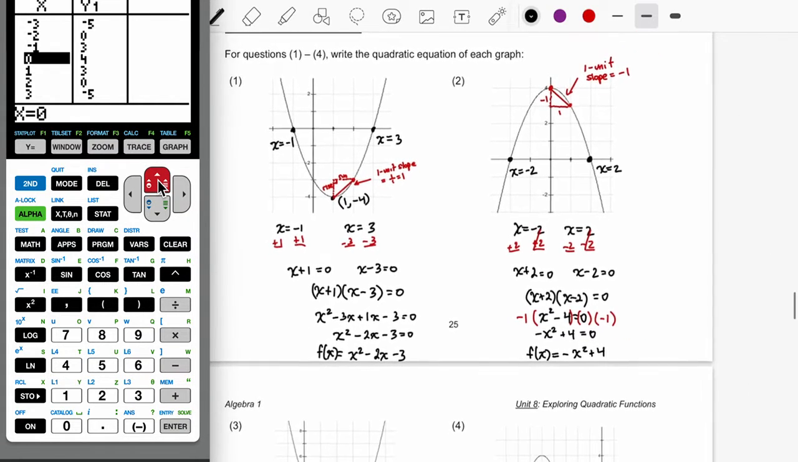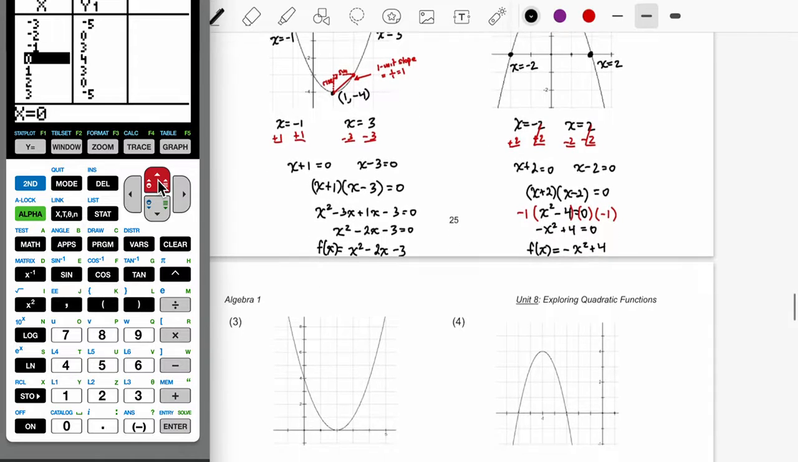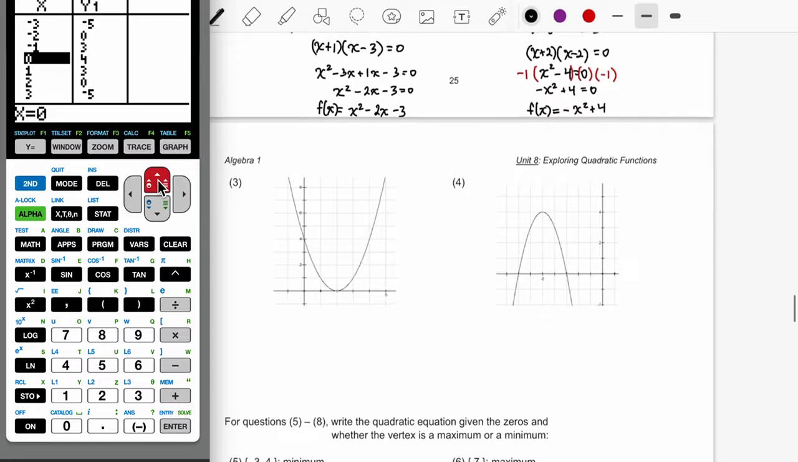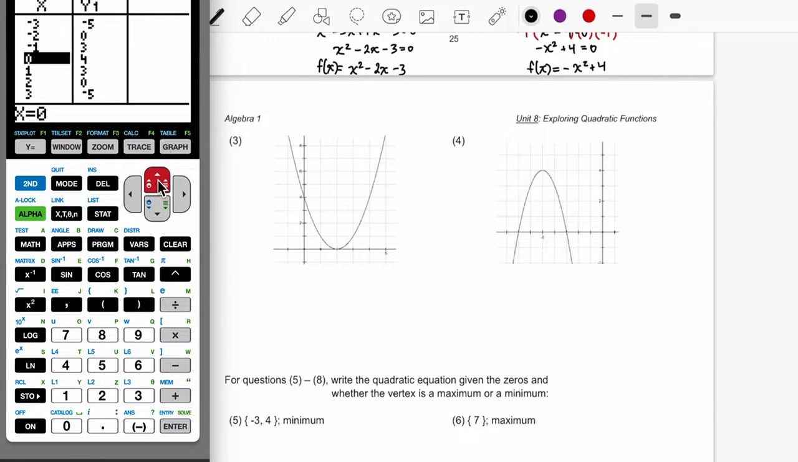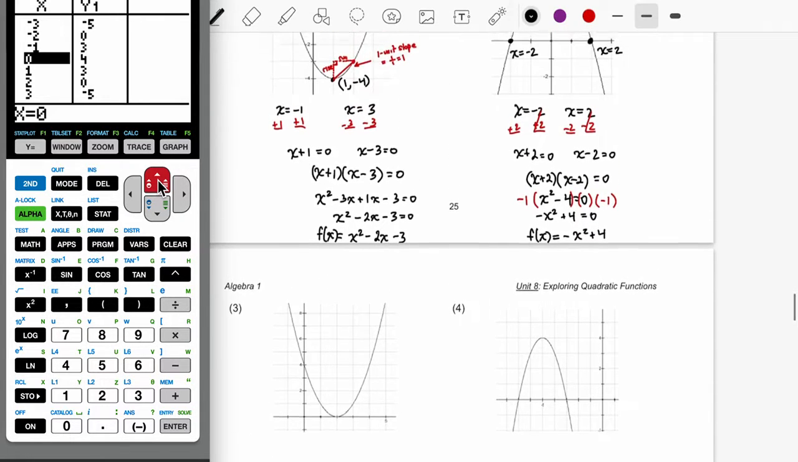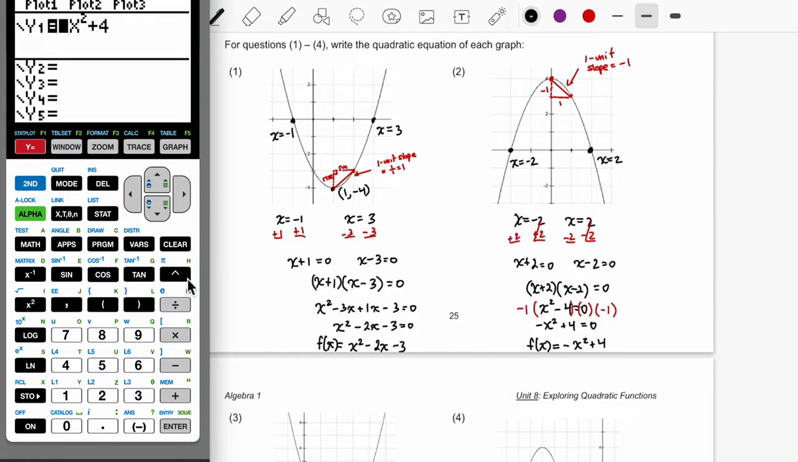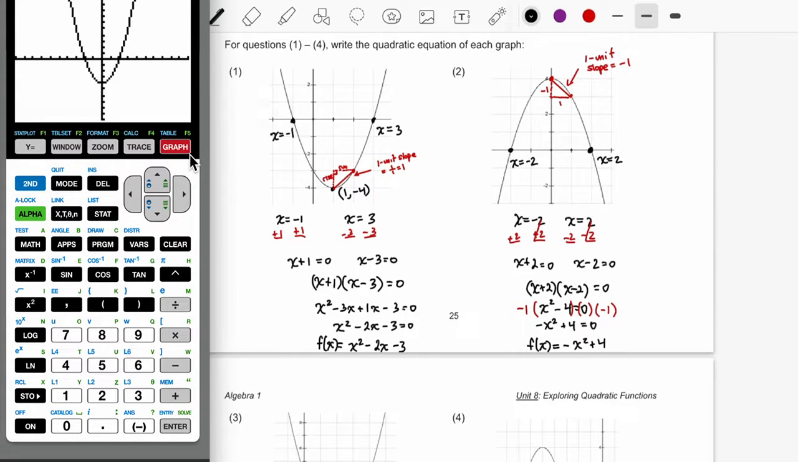All right. So that's the strategy there. So what was the significance of finding the slope, the -1, for example? It gives you the multiplier for the equation. Because if I didn't multiply by -1, this is what I would have gotten. So I would have got this graph, which doesn't look anything like what we had on paper.